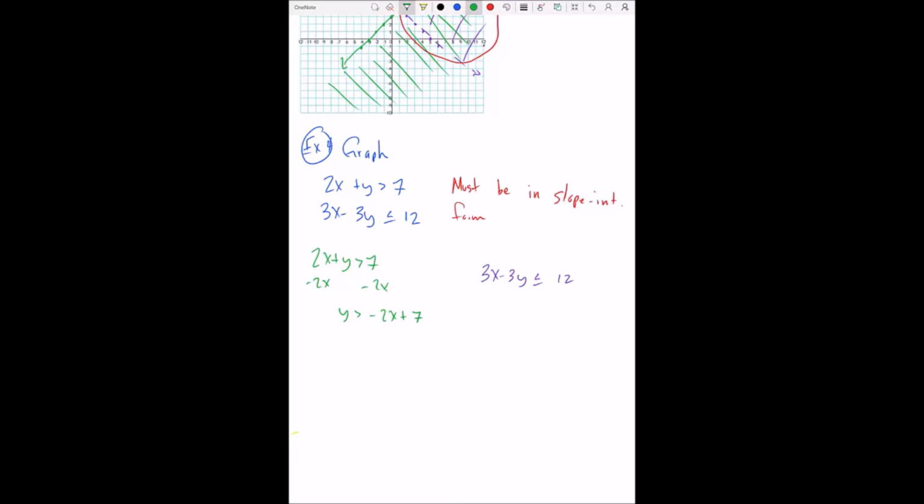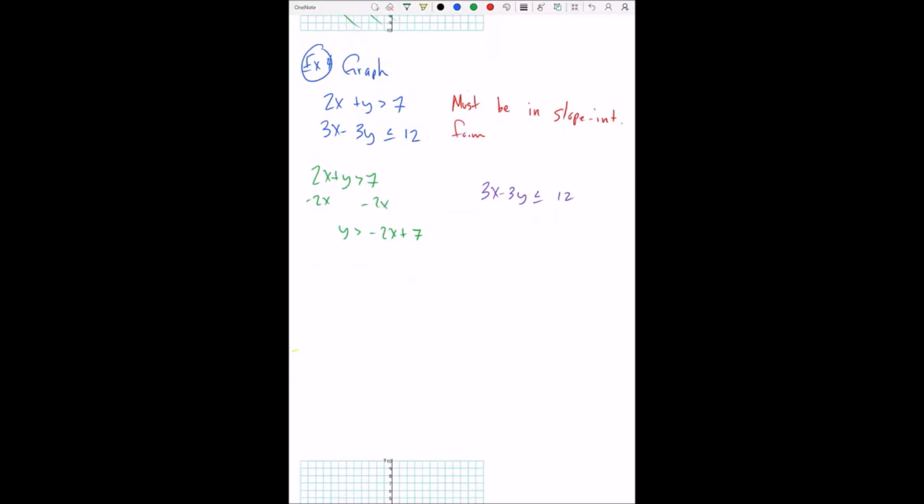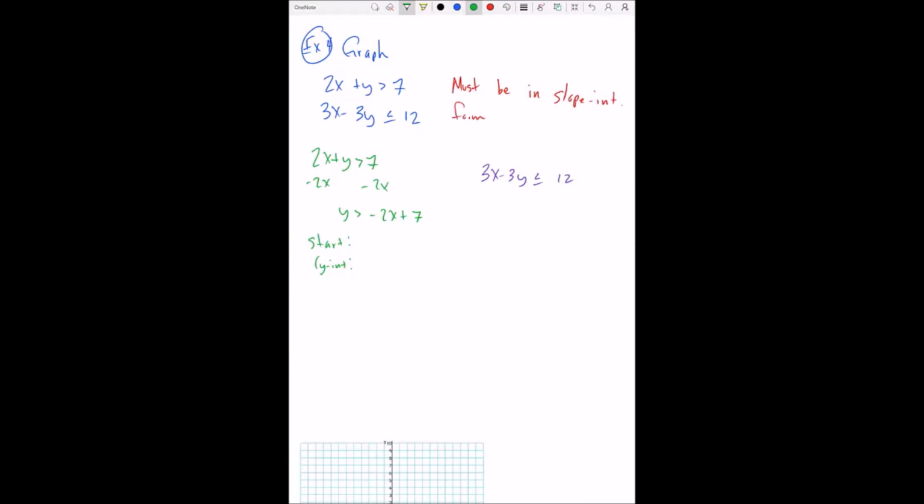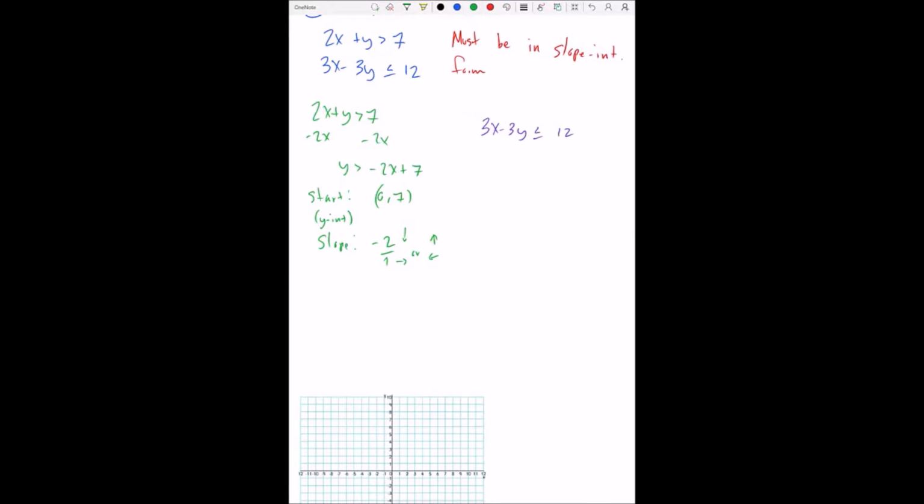Alright, we'll worry about the next one afterwards. Let's just continue with this one. Just like before, we need to figure out our start, which is our y-intercept, which is going to be 0, positive 7. Our slope is negative 2 over 1, so I can go down and right or up and left. And then, is it going to be solid? Is it going to be dotted? Well, it's going to be dotted. And if we read the inequality, y is greater than x.